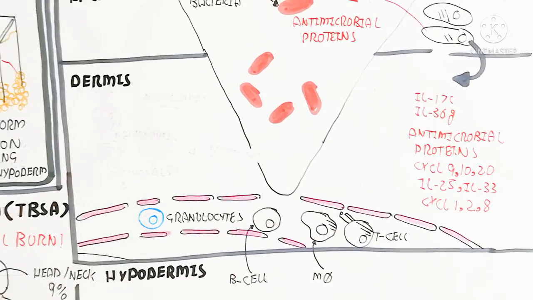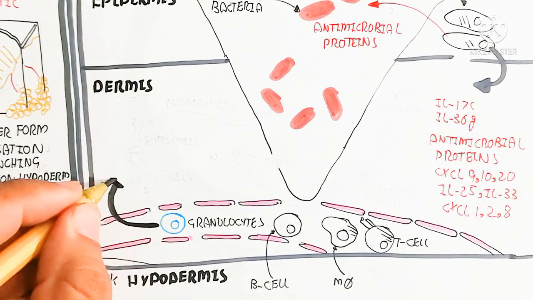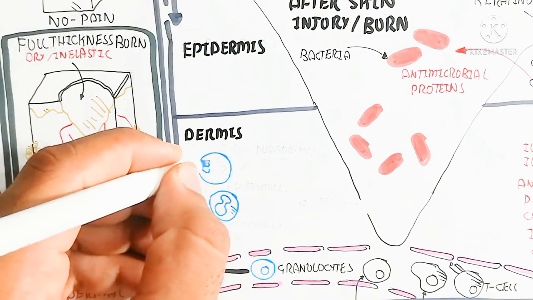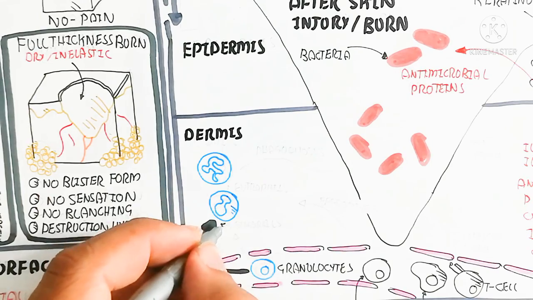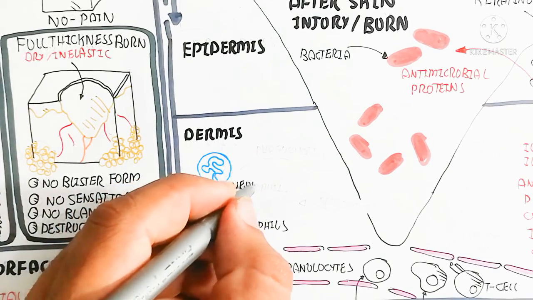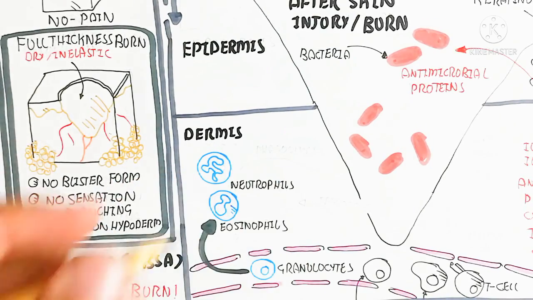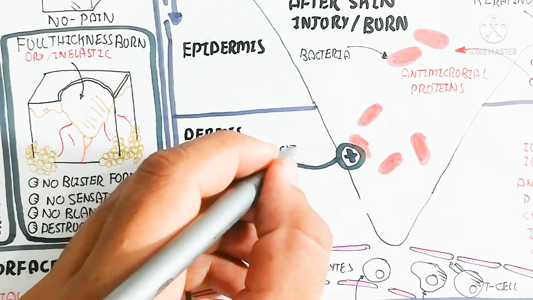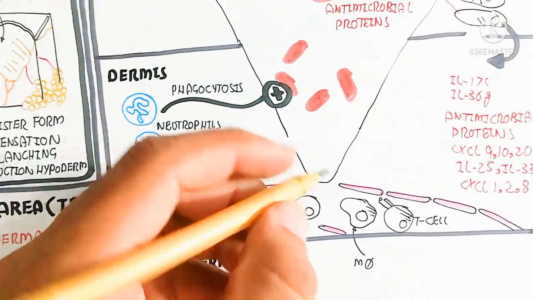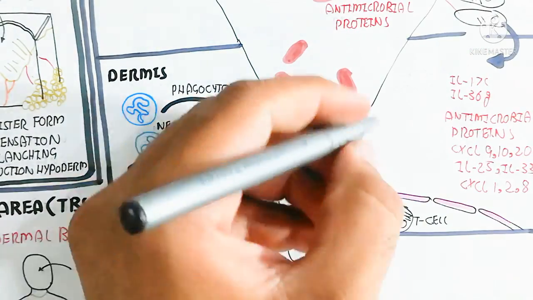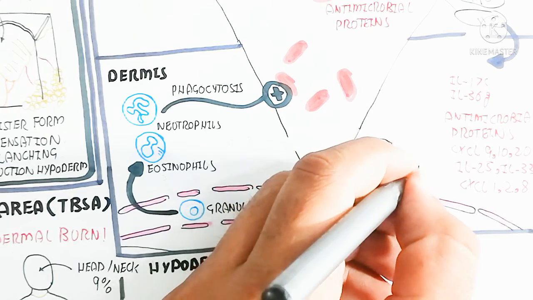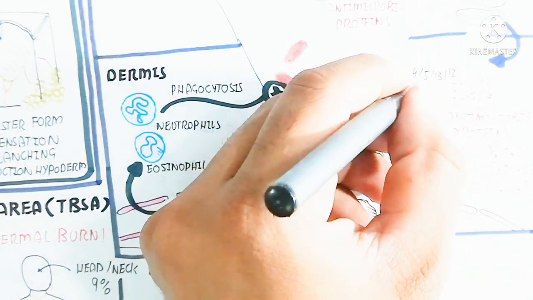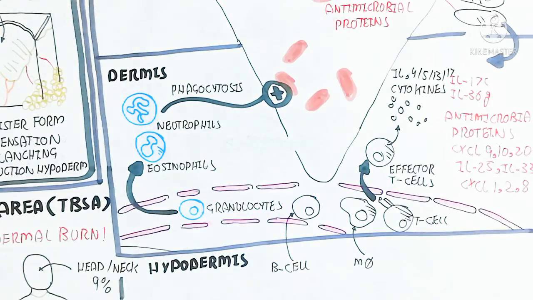And here the T cell, macrophage, and B cell are present. This granulocyte will proliferate, and after proliferation will convert into neutrophils and eosinophils. These neutrophils and eosinophils will begin endocytosis of the damaged tissue as well as damaged cells, and on the other hand also endocytosis of bacteria. After this endocytosis, they produce cytokines.